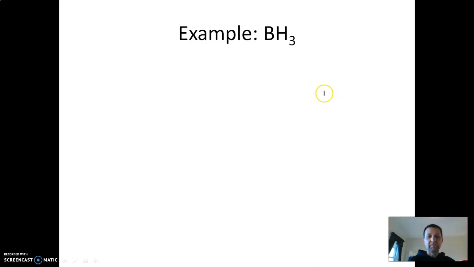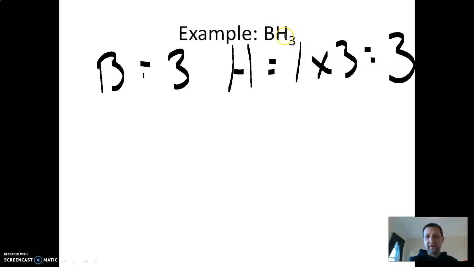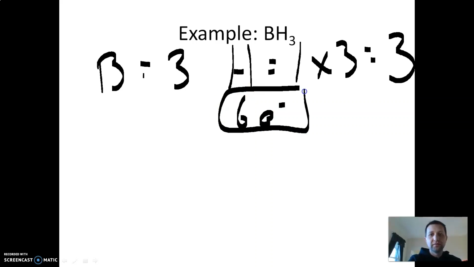Let's look at one more example, BH3. BH3 is boron trihydride, and we're going to count our electrons. Boron has 3. Hydrogen has 1, but there are 3 of them, so that's 3 electrons total. So add them up. I need 6 electrons for this whole structure.